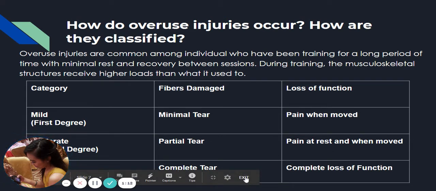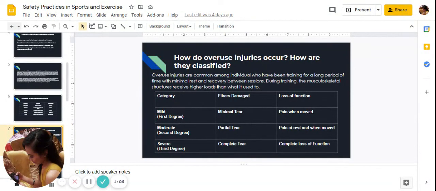For the third one, we have the severe degree, a complete tear, with complete loss of function. So you really can no longer move your foot or whichever part is injured. Okay, next.